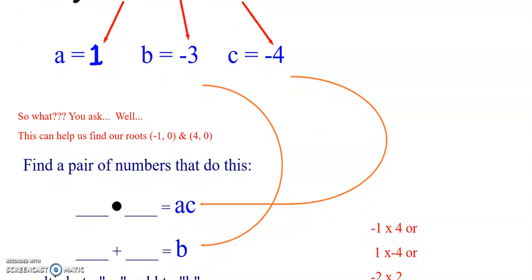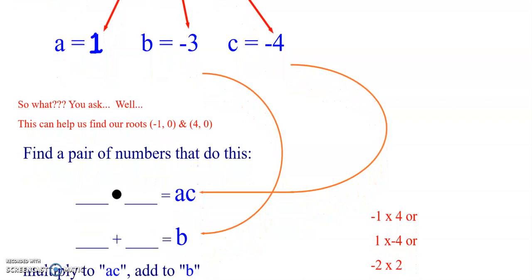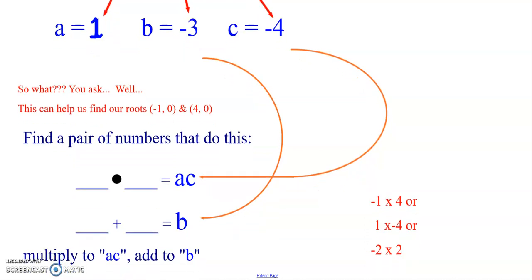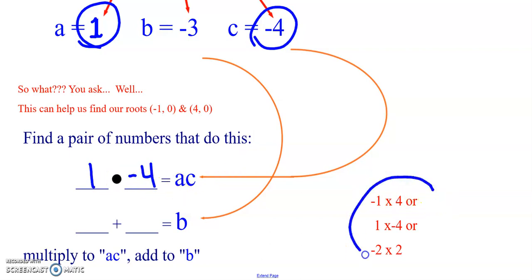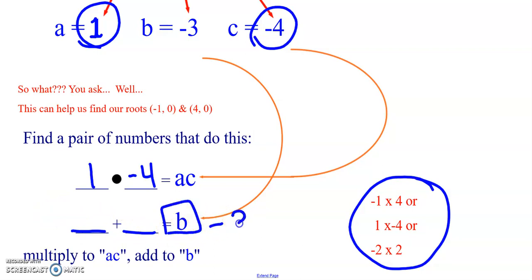We're going to talk about how to actually go through and find exactly the numbers you're looking for. So when we're looking to factor, we're looking to find our roots, right? And our roots are going to be where our graph crosses over the x-axis. So we find a pair of numbers that multiply to A times C. Well, for me, A is 1 and C is -4. So 1 times -4, I'd be looking for numbers that multiply to -4. So that could be anything of these. But then I also need my two numbers to add to -3.